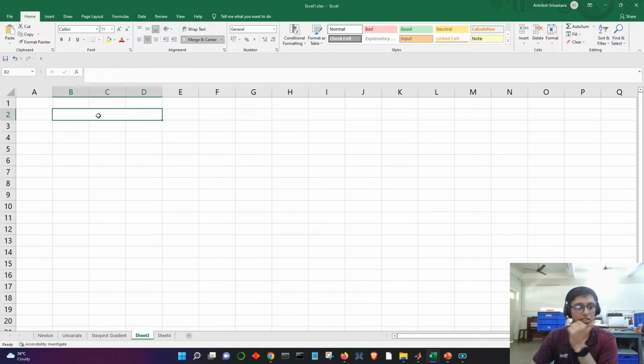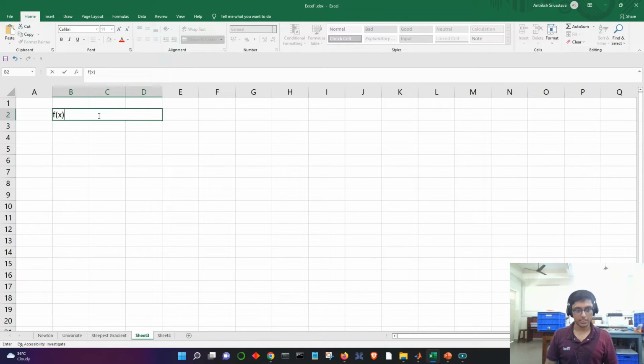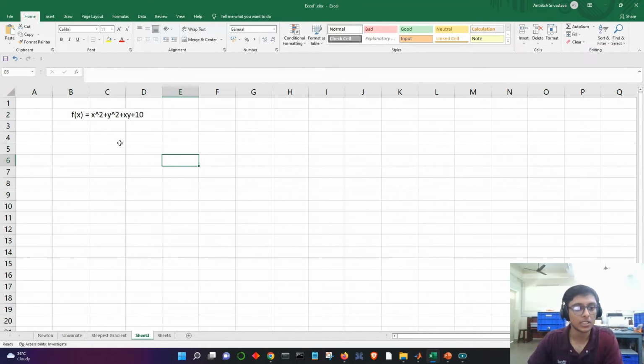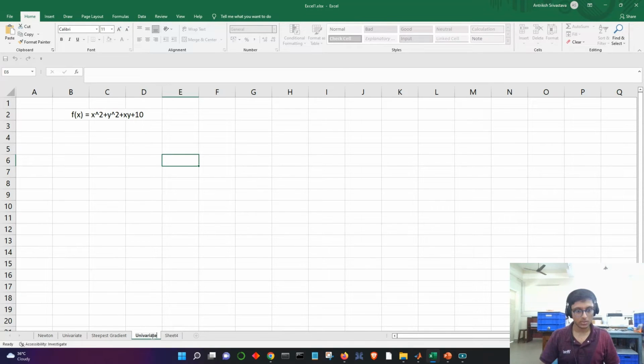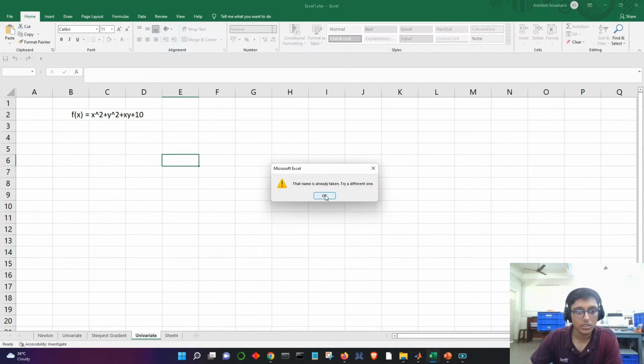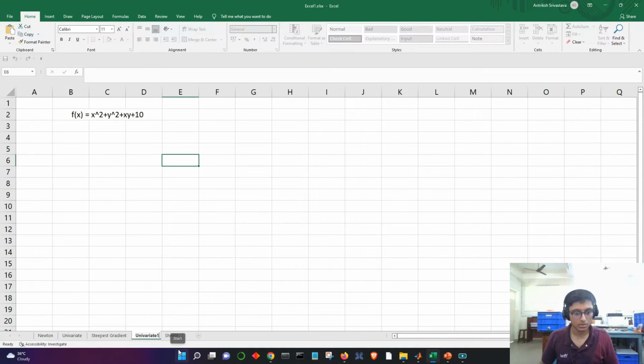Let me merge this, f(x) plus... This is our function that we are going to use. Let me just name it again. Univariate 1.